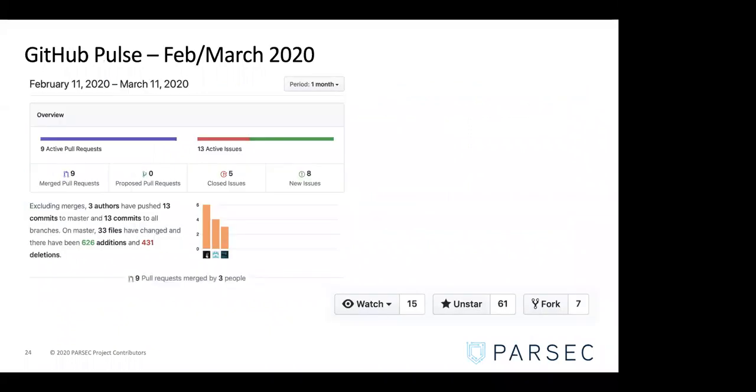Quick GitHub pulse. This is now a couple of months out of date, but it does show we're starting to see some community engagement. We've got some PRs coming in. The level of interest has grown since the start of the year.